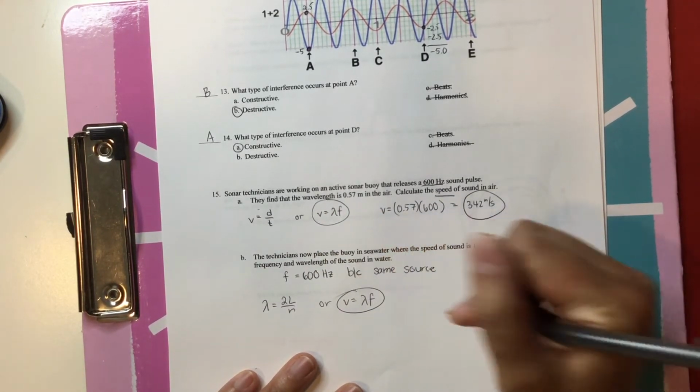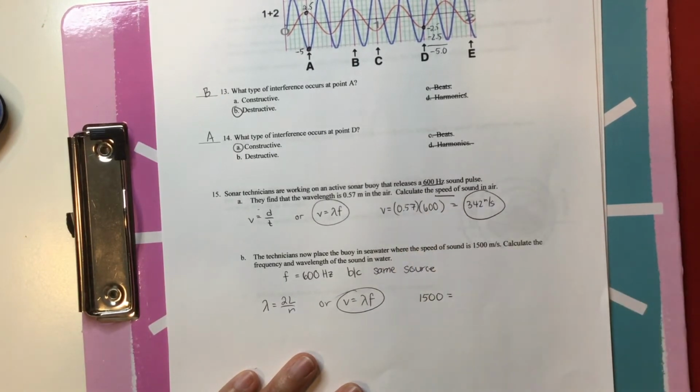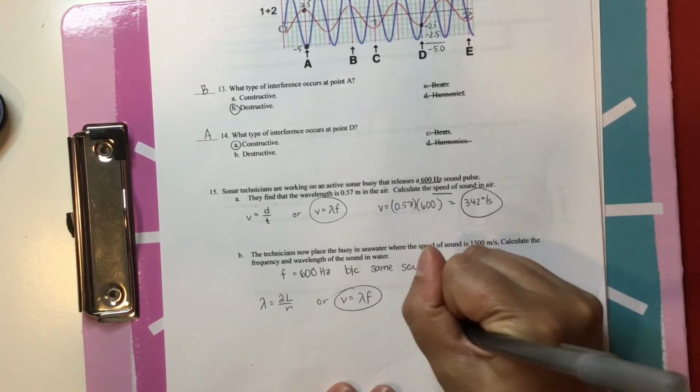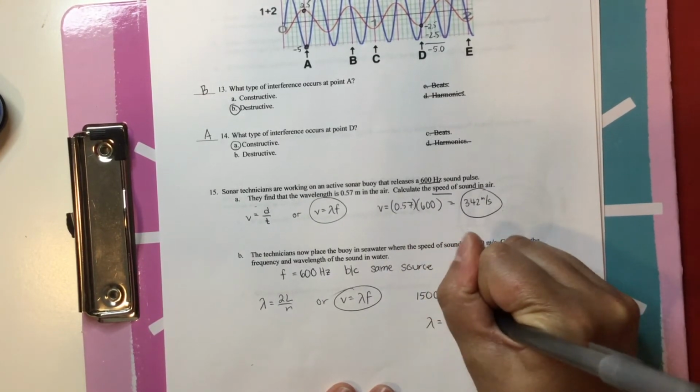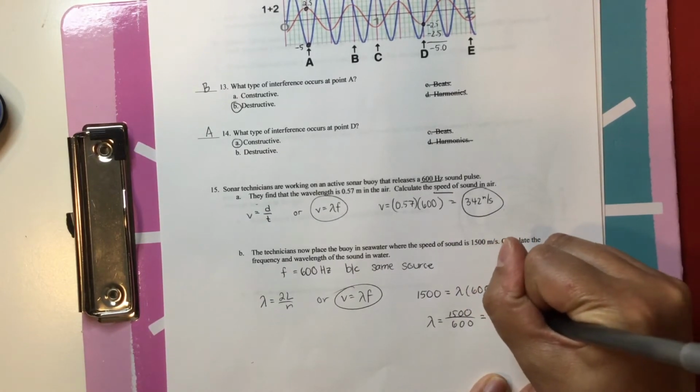I'm going to say v is equal to lambda f, where v, the speed of sound, is 1500 meters per second. The wavelength is unknown, so I'm going to leave that as lambda, but the frequency remains 600 hertz. Lambda equals 1500 over 600. That is 2.5 meters.